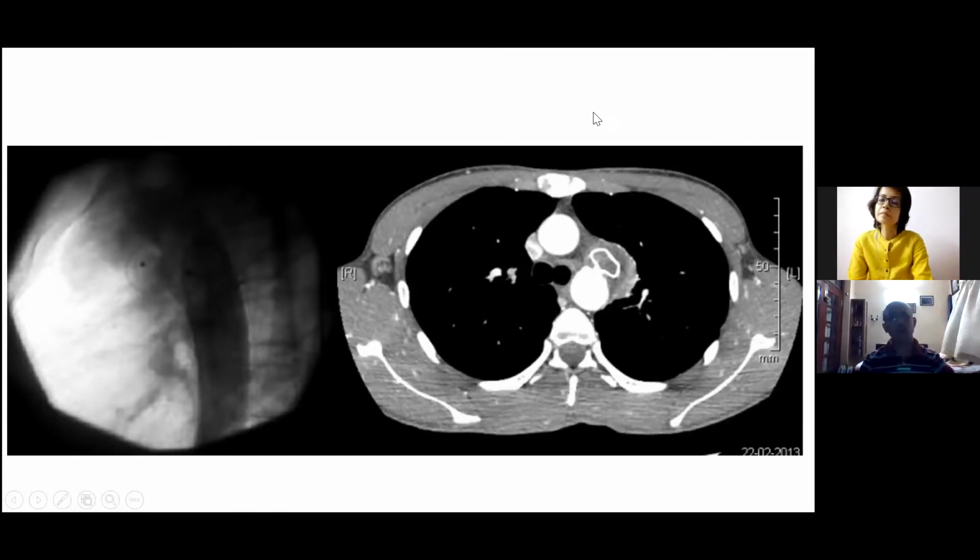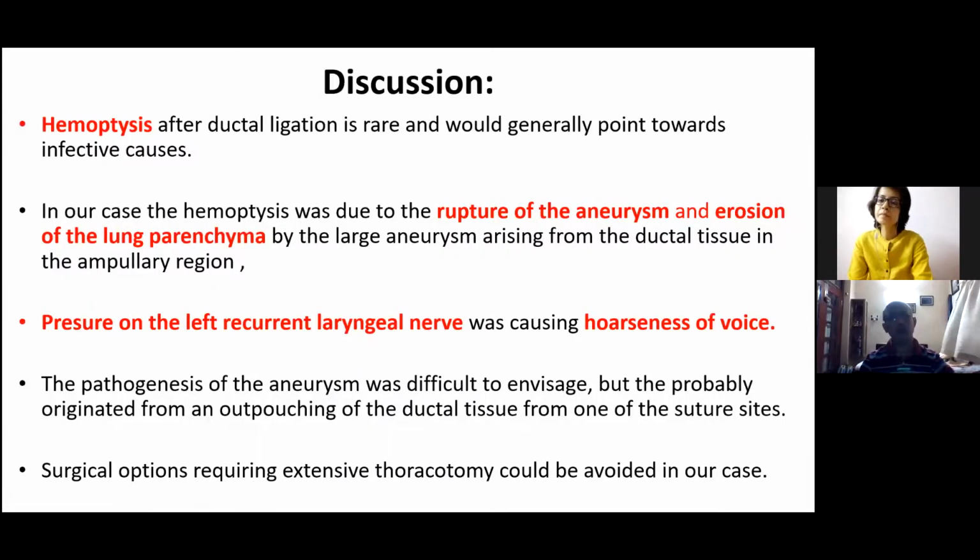Discussion: hemoptysis after ductal ligation is rare and would generally point towards infective causes. In our case, the hemoptysis was due to the rupture of the aneurysm and erosion of the lung parenchyma by the large aneurysm arising from the ductal tissue in the ampulla region. Pressure on the left recurrent laryngeal nerve was causing hoarseness of voice. The pathogenesis of the aneurysm was difficult to envisage, but probably it originated from an outpouching of the ductal tissue from one of the suture sites. Surgical options requiring extensive thoracotomy were to be avoided in our case.